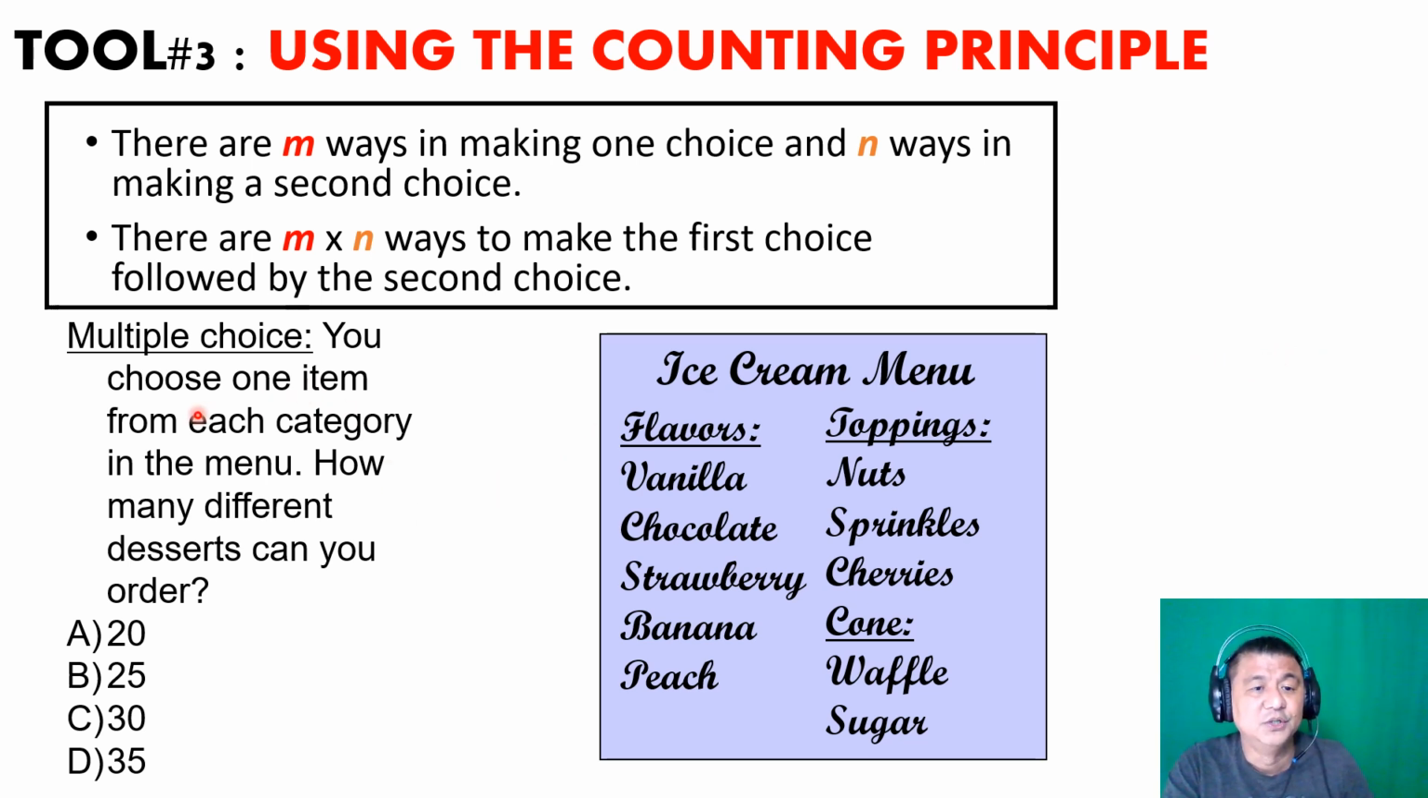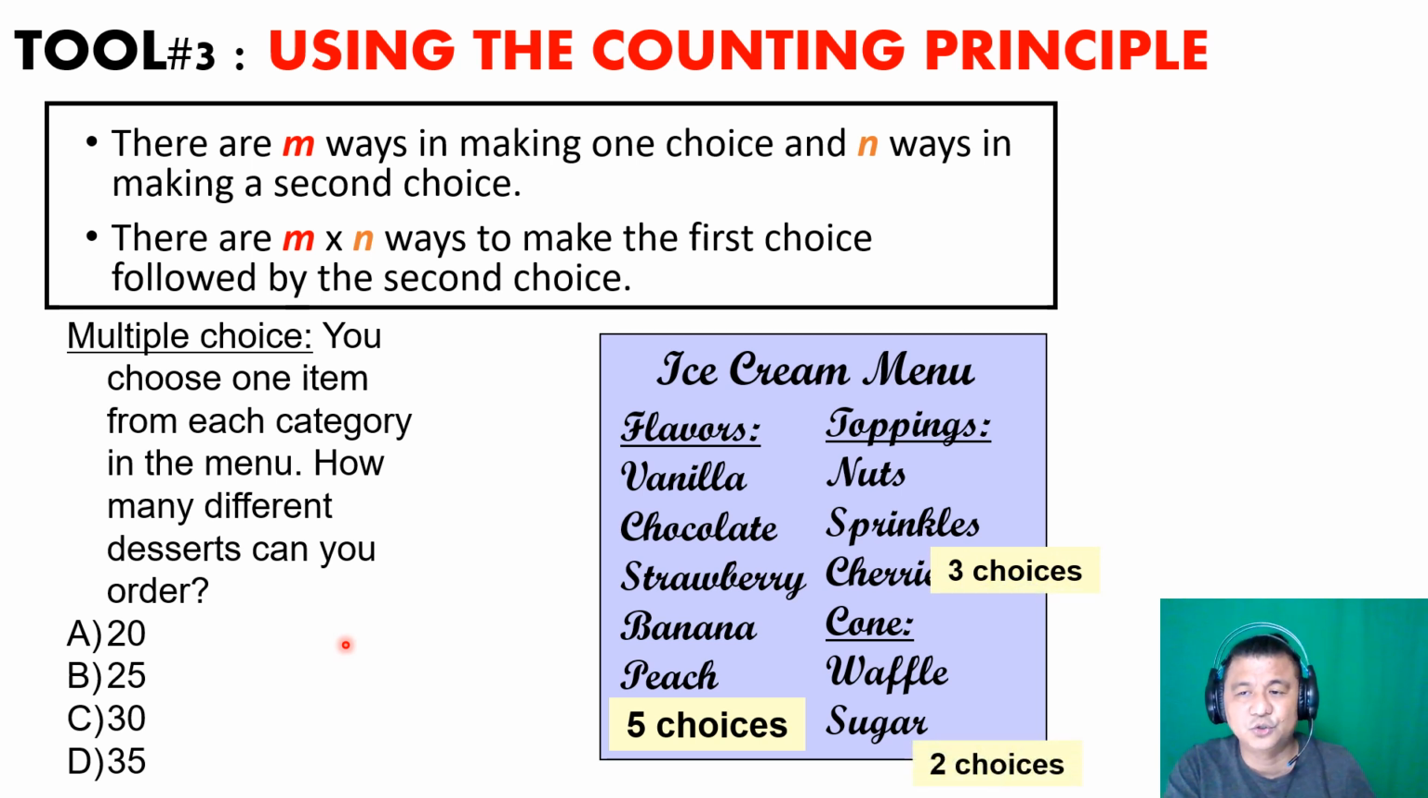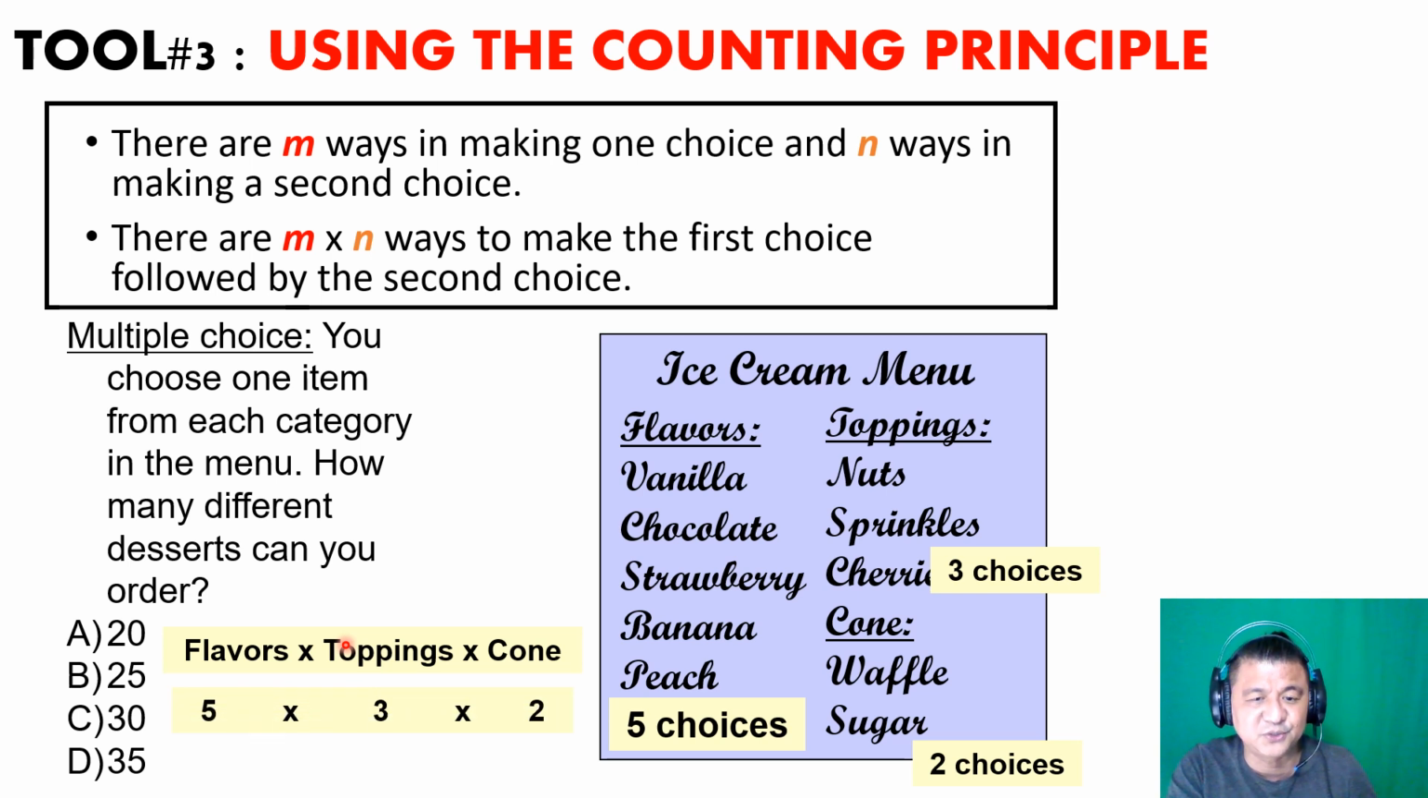Okay, for example, you choose one item from each category in the menu. How many desserts can you order? You need to order one from each. So what are all the possible orders that you could have? Let's see now. Flavors, 5 choices. Toppings, 3 choices. And cone, 2 choices. The rule says just multiply them. So that's going to be flavors times toppings times cone. 5 times 3 times 2, that's 15 times 2, that's 30. So our answer here is 30.